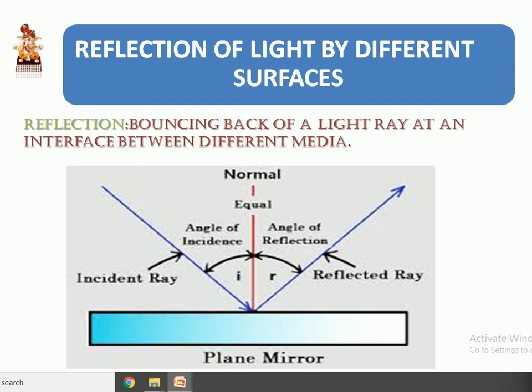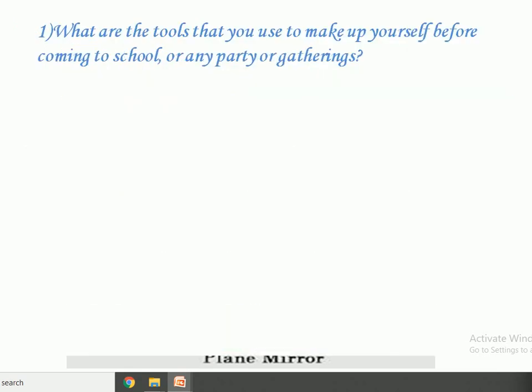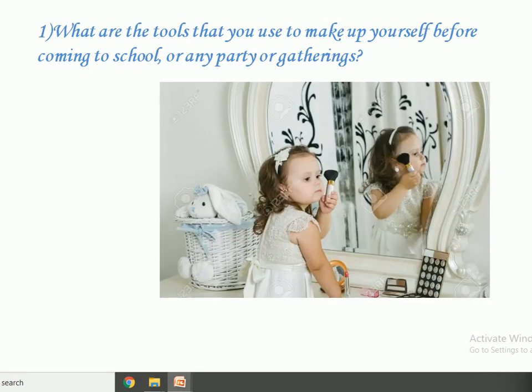Let us move further. Now, before going into the lesson, let us go through a few questions. What are the tools that you use to make up yourself before coming to school or any parties or gatherings? I am sure that the mirror is going to be one of the major tools in that. Have you observed the shape of the mirror which you use for your makeup?